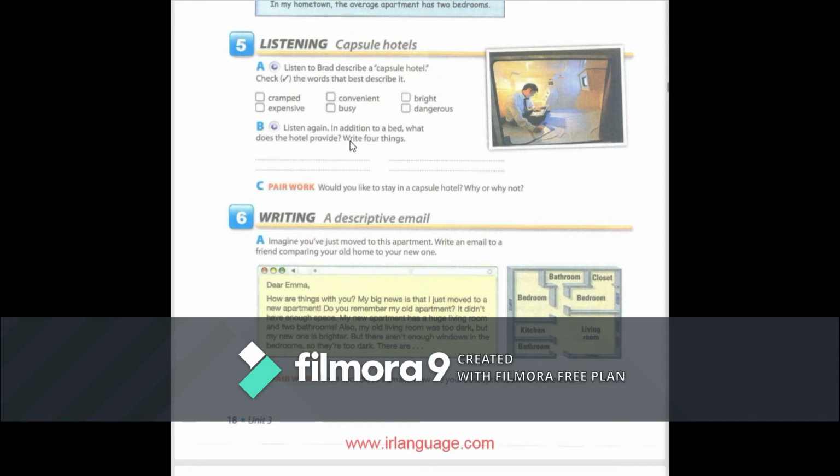Okay, so now in addition to the bed, what does the hotel provide? Right, four things. We could say the hotel provides, beside the bed, a TV, and what else? A radio, a reading light, an alarm clock, and also lockers. Okay, so these are five points. So, okay.